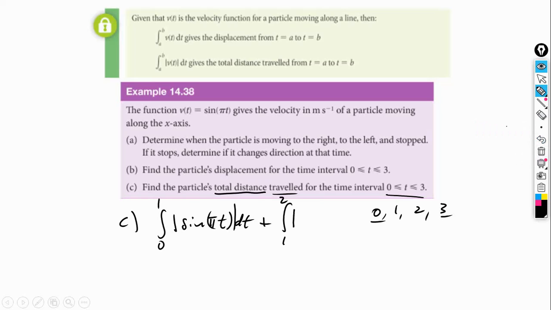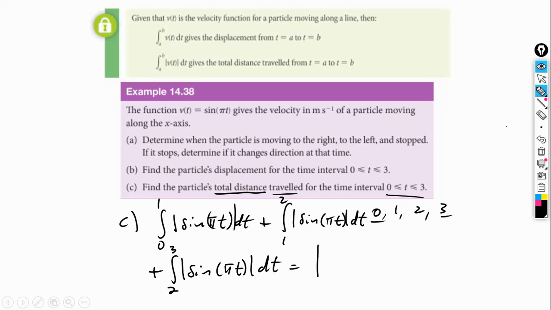So the absolute value of sine of pi t dt in this interval, and then the last interval from 2 to 3, absolute value of sine of pi t dt. And then if we do the math here, this is going to give us the absolute value of 2 over pi for the first interval, plus the absolute value of negative 2 over pi for the second interval, and then again 2 over pi for the third interval. And this is easy to add.